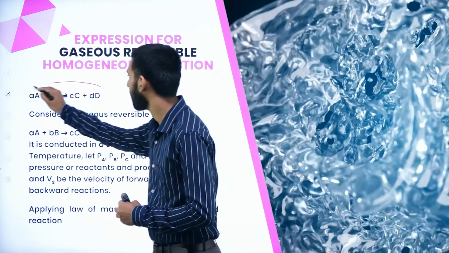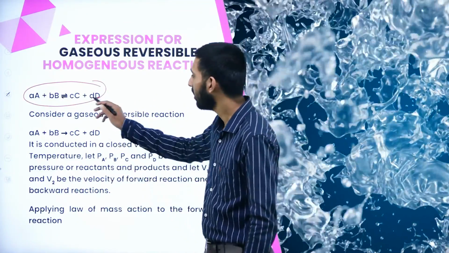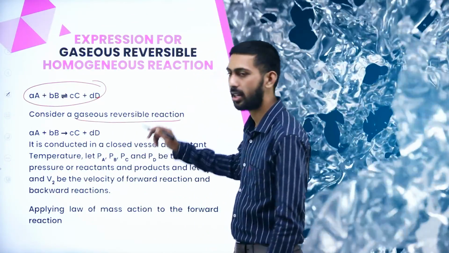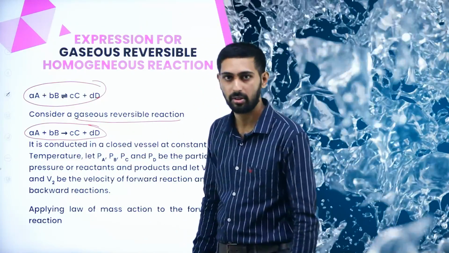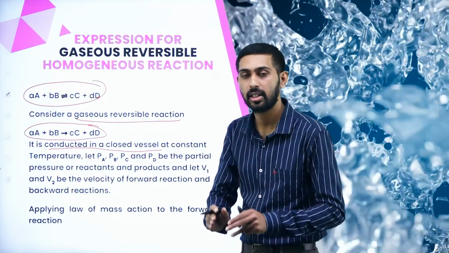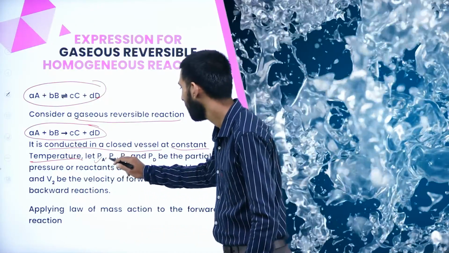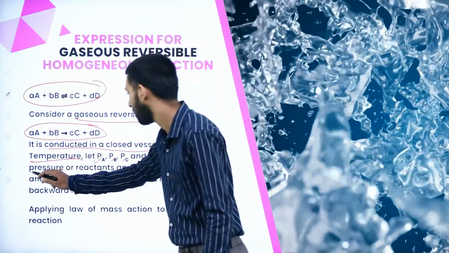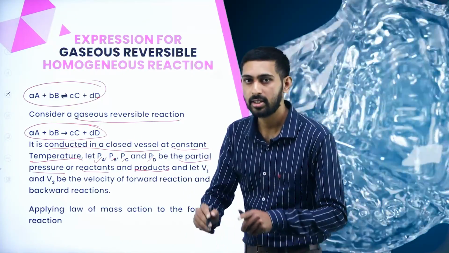Okay. Now let us consider one reaction, A plus B gives rise to C plus D. Here it is a reversible reaction. This reaction is conducted in a closed vessel at constant temperature. Let PA, PB, PC and PD be the partial pressures of reactants and products.